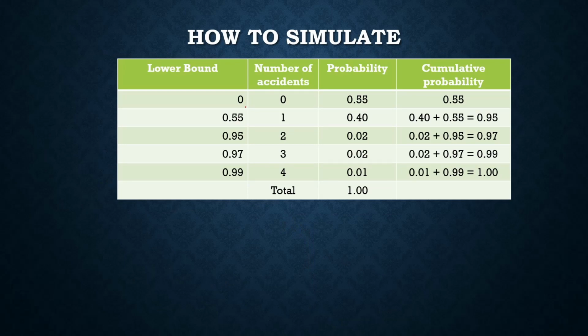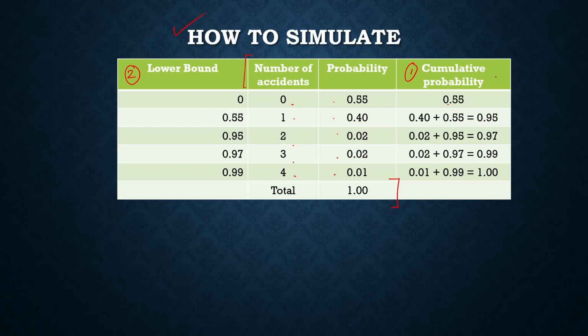So you have seen in the last slide that this portion of the table is already given. That means the number of outcomes and their probabilities. So now in order to simulate, you need to extend this table. That means you have to add two columns. First of all, the cumulative probability column, and then the lower bound.